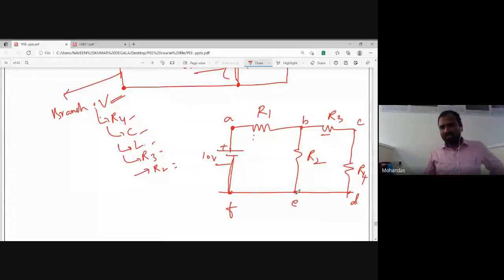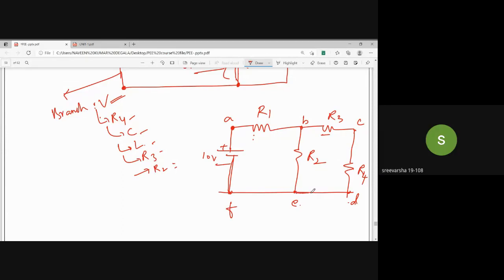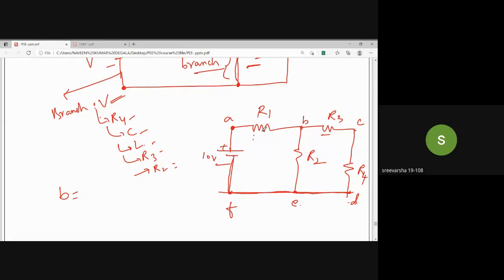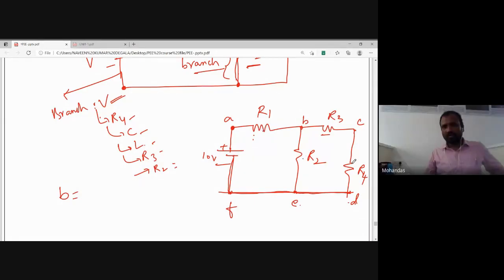You can't say this is a branch, because between E and D, is there any element? No, sir, no element. You can't say it is a branch. So finally, please tell me how many branches are there? Branch is denoted as B. There are 5 branches: 1, 2, 3, 4, 5. Very good.